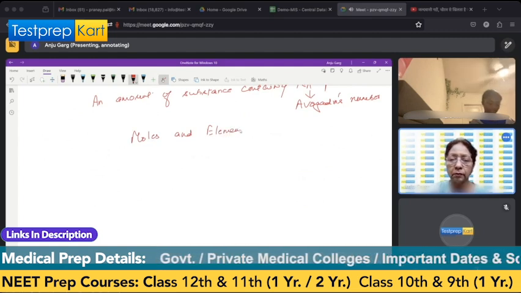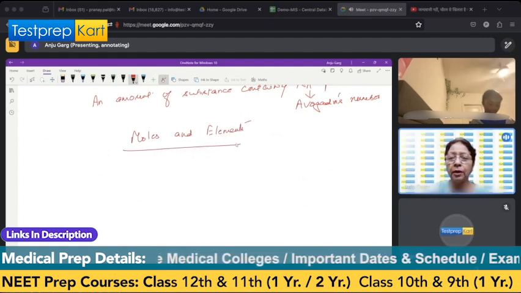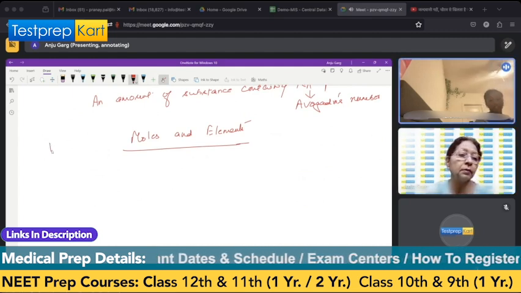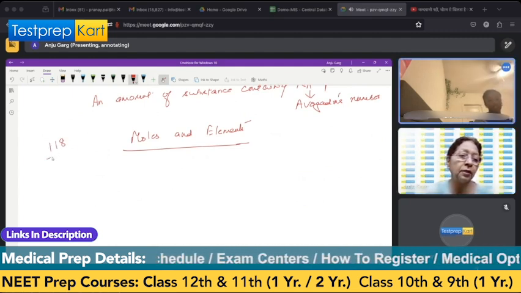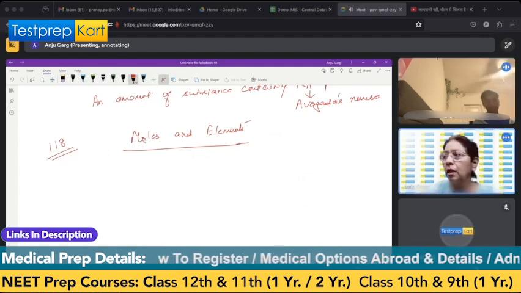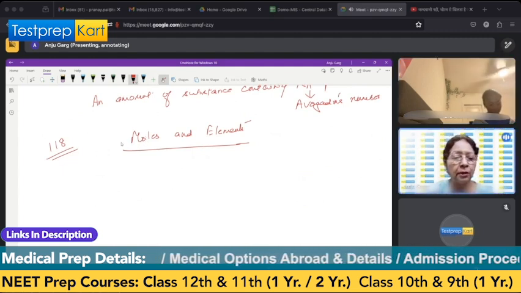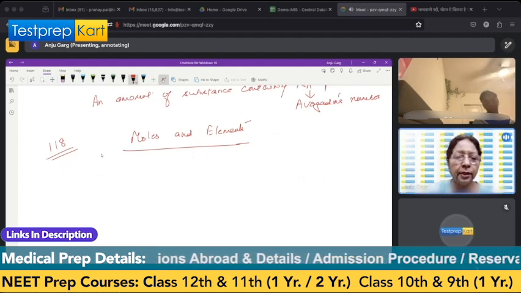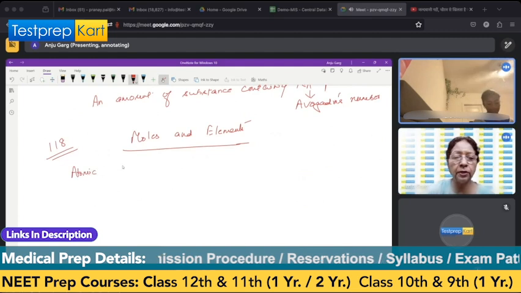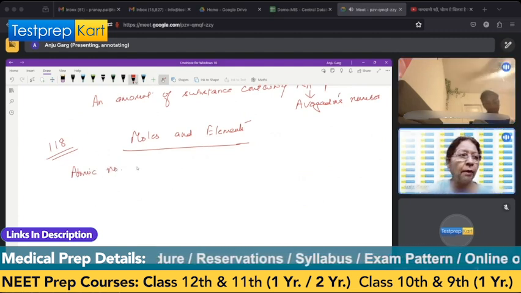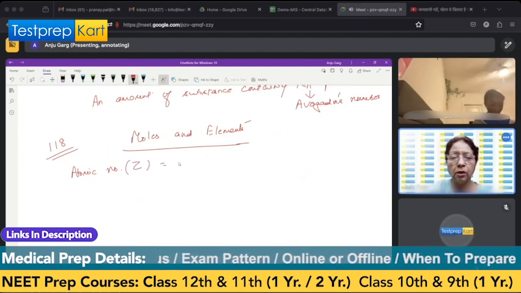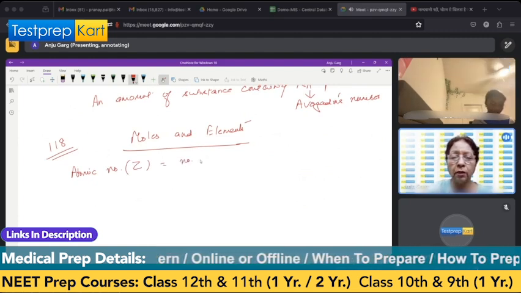How many elements are known at present? 118, which we can see in the periodic table. The arrangement of elements in the periodic table is according to increasing atomic numbers. All these 118 elements will have different atomic numbers. The symbol is Z. So it will be equal to what? Number of protons. That is right.